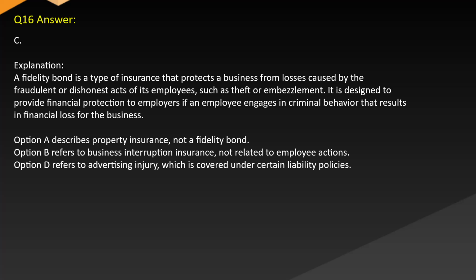Option B refers to business interruption insurance, not related to employee actions. Option D refers to advertising injury, which is covered under certain liability policies.